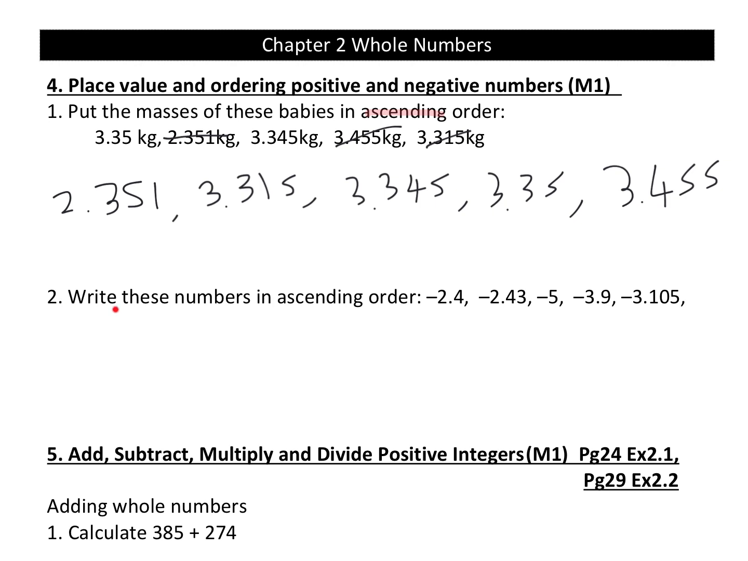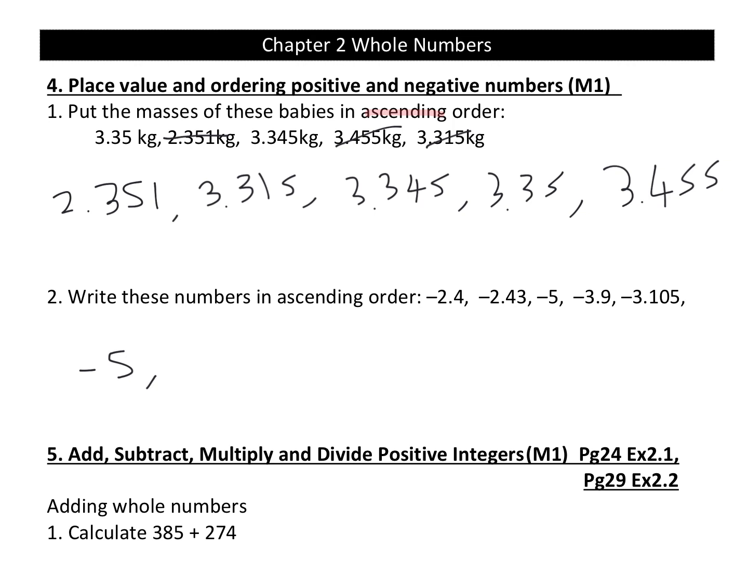In example 2, we have to write these numbers in ascending order. That means from smallest to biggest. The smallest number is actually going to be, if you ignore the negative sign, the biggest one, because the number line's working in the opposite direction now. So -5 is the smallest, or if you imagine temperatures, that would be the coldest.